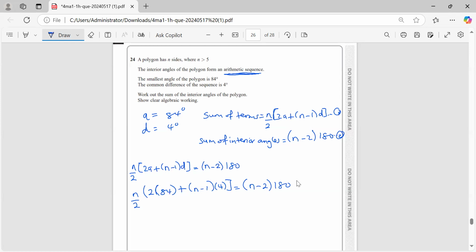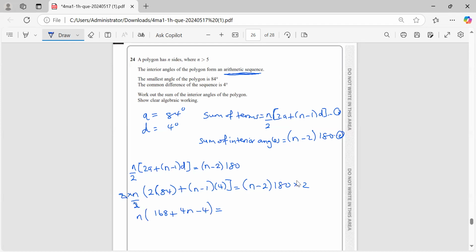So I can actually take this 2 over to the other side, just get rid of this 2. It's like I multiply by 2 here, and then I'm going to multiply everything by 2 there, so as to just get rid of this 2, right? So it's now 2 times 84, that's 168, plus 4 times n is equal to 4n, right? And then 4 times minus 1 is equal to minus 4.